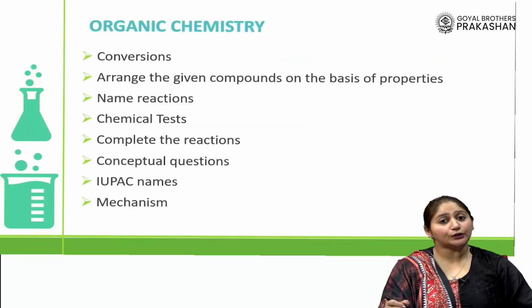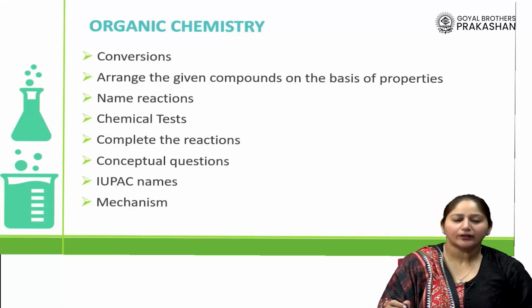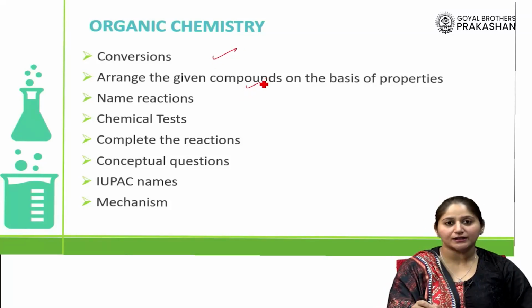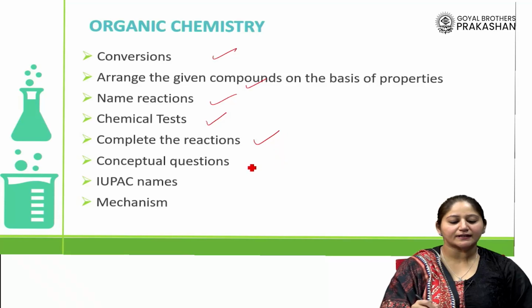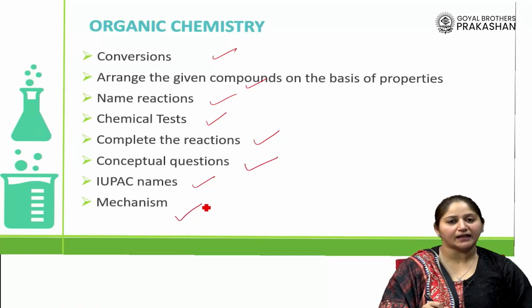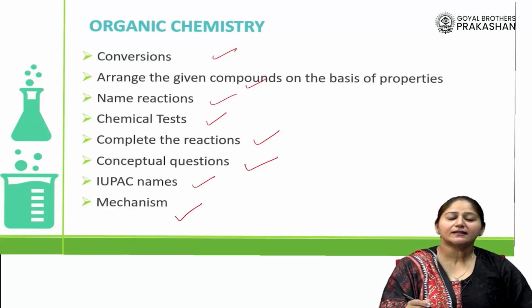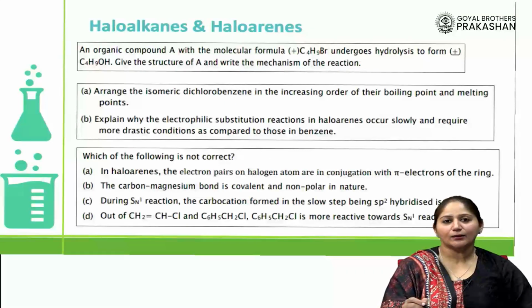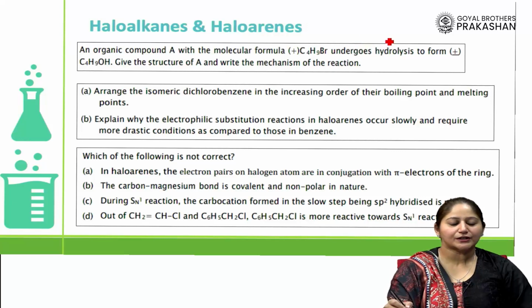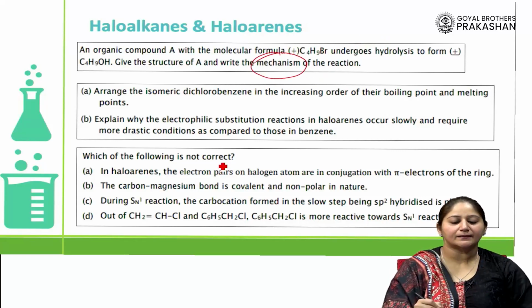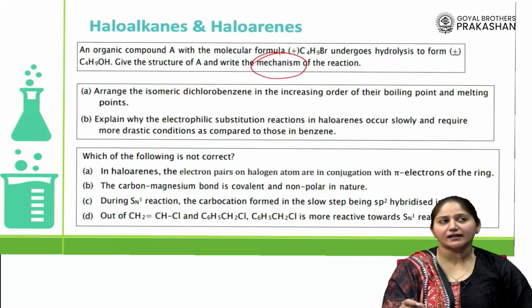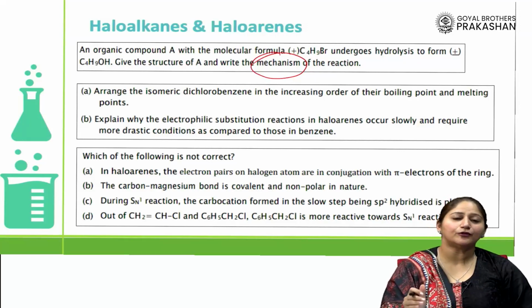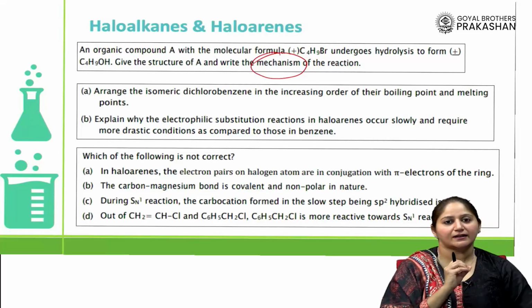Now let's proceed to book 2, that is organic chemistry. In organic chemistry, definitely conversions, arrange the compounds, name reactions, chemical tests, complete the reactions, conceptual questions, IUPAC and mechanisms. All these are very important points. So let's see chapter wise what kind of questions have been asked in the sample paper. From haloalkane and haloarene, this is a 2-marker question, where you have to write the mechanisms: SN1, SN2, hydrolysis, hydration, dehydration. Such mechanisms are really important. Make sure you focus on writing the detailed steps of the mechanism, right?